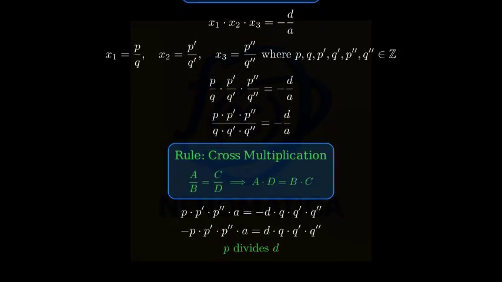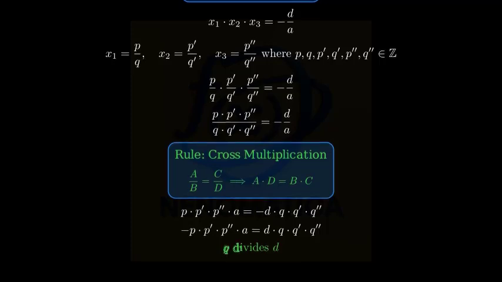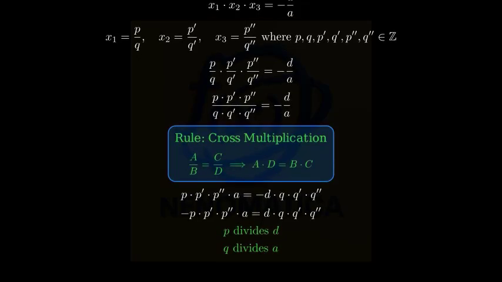From this equation, we can see that d is a factor of the product of p times p prime times p double prime times a. Since all p's are integers and they divide the right side, which contains d, we can conclude that p divides d. Similarly, since a is a factor of the product of d times q times q prime times q double prime, and all q's are integers, we can conclude that q divides a.